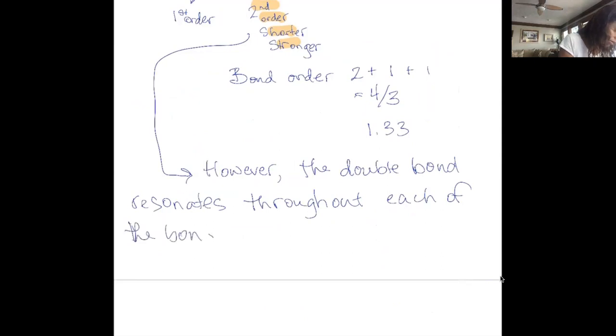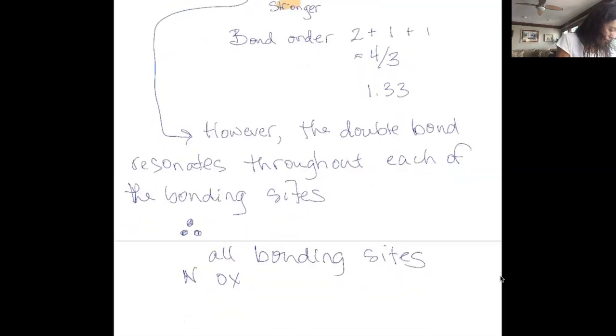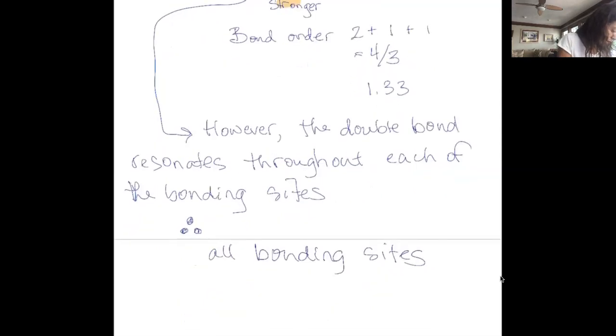And because that double bond is resonating throughout each of the bonding sites, they are all, right, so there's my therefore signal. All bonding sites, and when I say bonding sites, I'm talking about the identical ones, the nitrogen-oxygen bonds. Those are my bonding sites, the nitrogen-oxygen bonds.